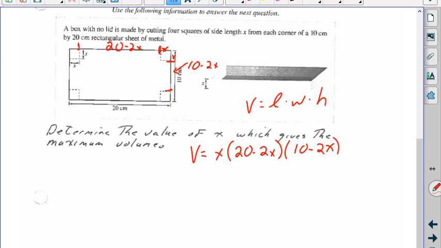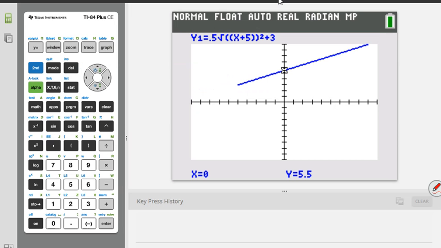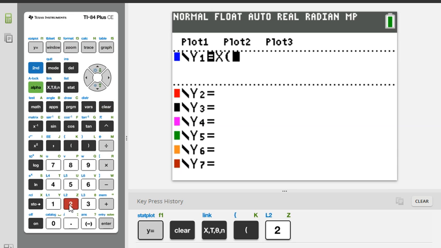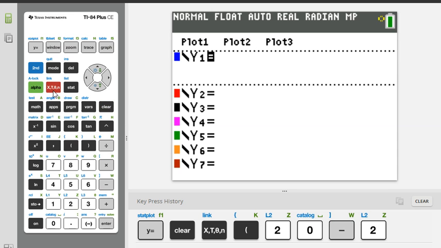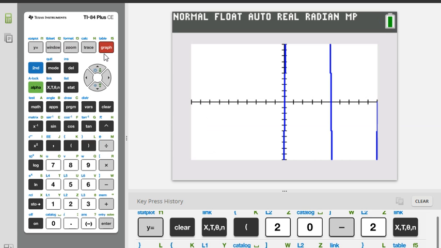And I would not expand upon this. Oh, there's my equation. Before, because I'm not going to get anything if I go zoom 6. If I just hit graph now, that doesn't look very good.